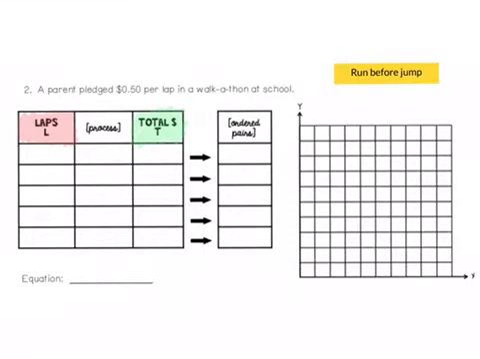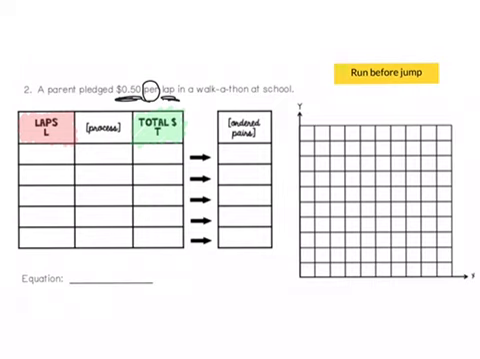Okay, let's look at one more scenario. A parent pledged 50 cents per lap in a walkathon at school. So let's start by identifying our ratio. We have this word "per" here, so that helps us to separate. We have how much it costs and how many laps. But notice here our columns are in a different order than what is said.